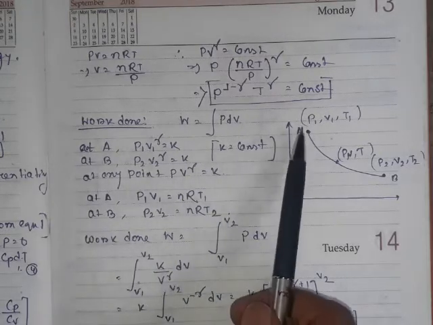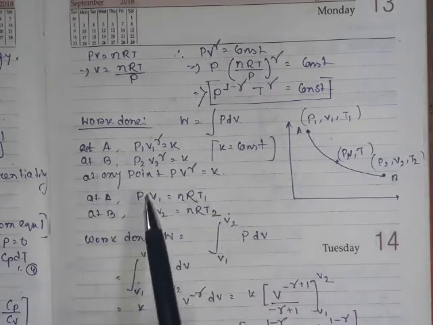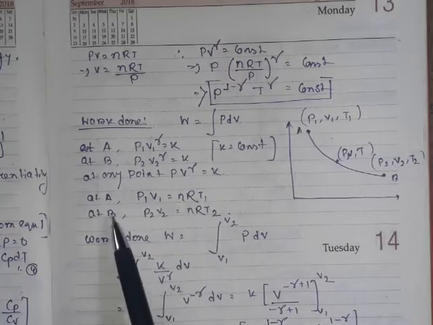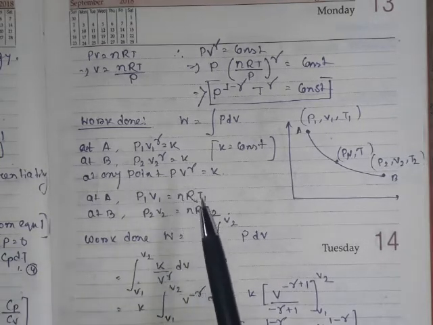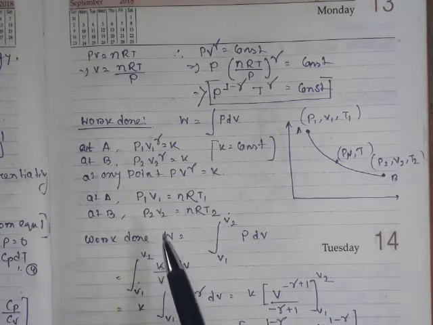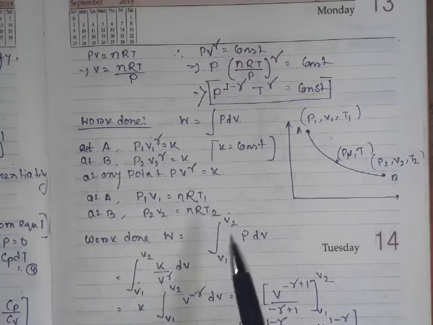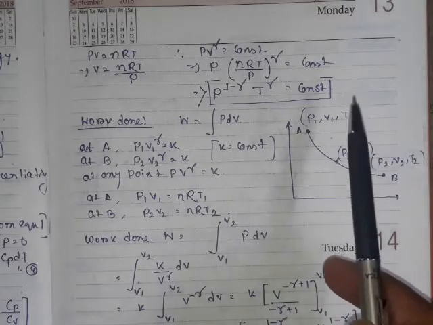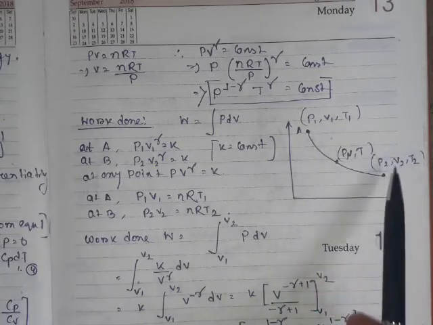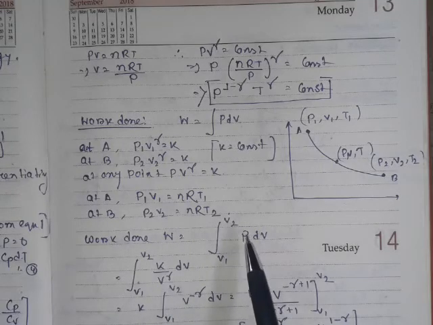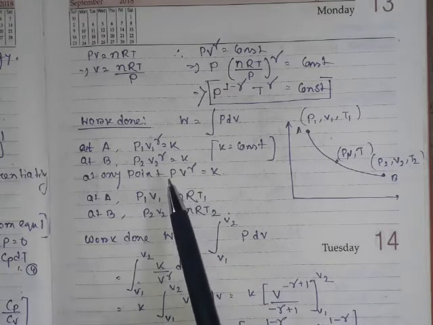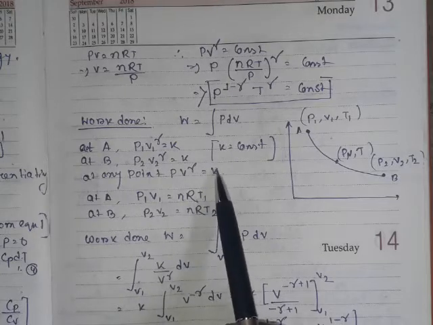And by using the ideal gas equation at A, we will get P1 V1 equals nR T1, and at B we will get P2 V2 equals nR T2. This is the set of equations that we already have. Now work done W equals the integration from V1 to V2 of PdV. Here also we start from the volume V1 and end at the volume V2. So just change the P from this equation: P equals K by V to the power gamma.